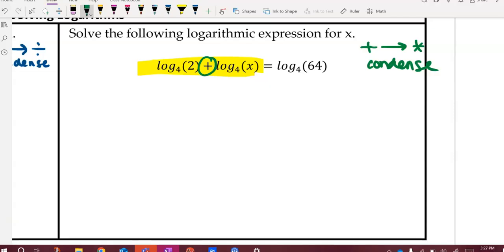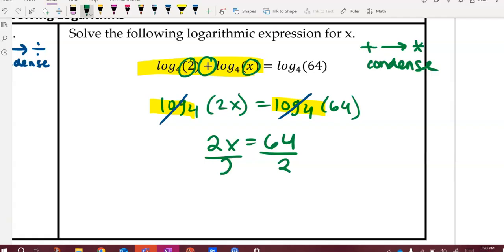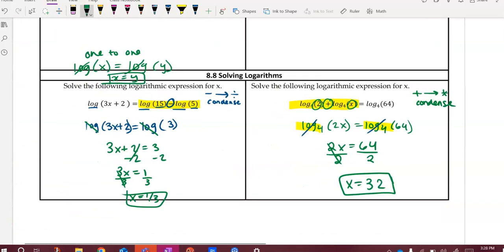So what we need to do here is rewrite the 2 plus x as 1 log, but on the inside we have 2 times x. Now that we have 1 log on the left and 1 log on the right, they can cancel, and we set the insides equal to each other and solve for x by dividing by 2. And that's it. All right.